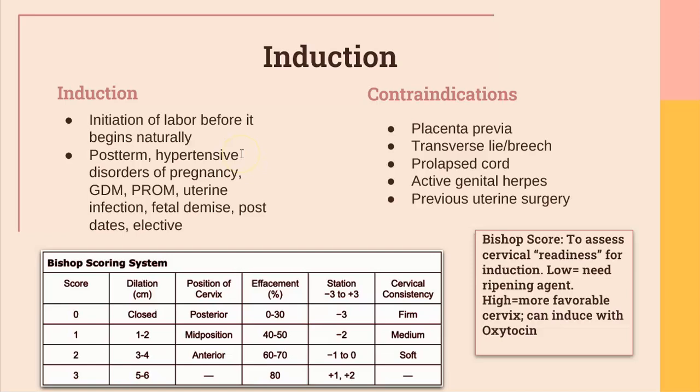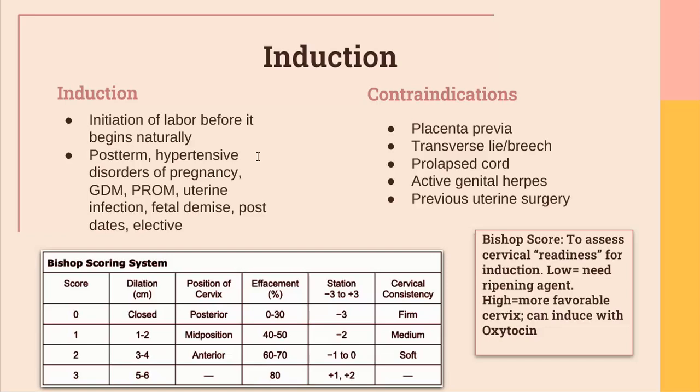So an induction is just the initiation of labor before it begins naturally. There's many reasons that you can be induced. If you're post-term, if you have hypertensive disorders of pregnancy or gestational diabetes, most of the time they'll bring those women in for inductions at 37 weeks unless they're severely affected, and then they'll look at them on a case-by-case basis. PROM is premature rupture of membranes, if there's any uterine infections, if there's a fetal demise, if mom's post-dates, so beyond 41 to 42 weeks. And then sometimes there are elective inductions. There's certain criteria. You have to be 39 weeks, baby has to be head down, etc. But that's done again on a case-by-case basis.